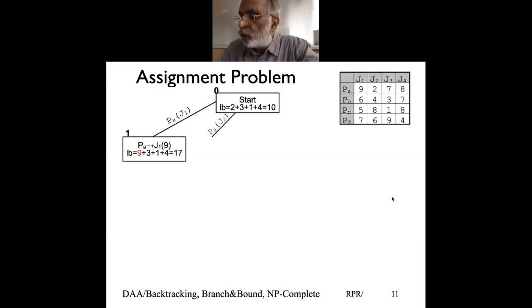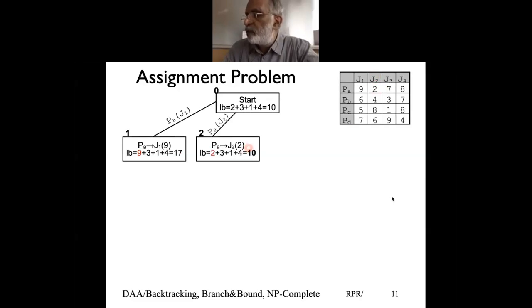Similarly, person 1 does job 2. My lowest cost is 10, which is what you evaluated. If person 1 does job 3, if you look at it, it has done job 3, the lowest cost is this minimum, and this minimum. So 7 plus 4 plus 5 plus 4, which is 20.